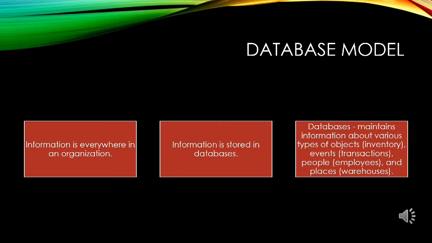Database model. Information is everywhere in an organization. Information is stored in databases. Databases maintain information about various types of objects: inventory, events, people, and places.